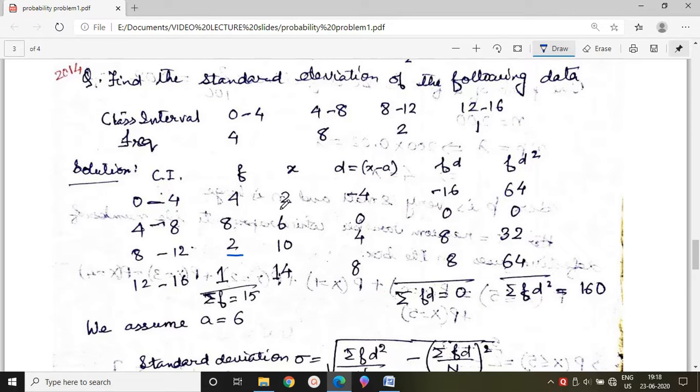What is x? How did I find x to be 2 here? I took the mean of 0 and 4, which is 2. Mean of 4 and 8 is 6, 8 and 12 is 10, 12 and 16 is 14.